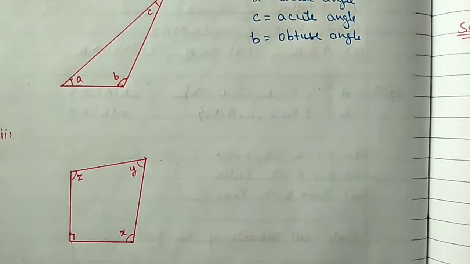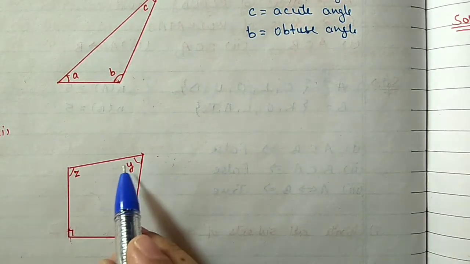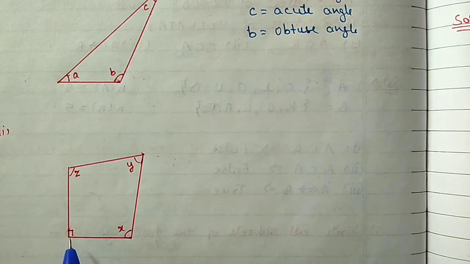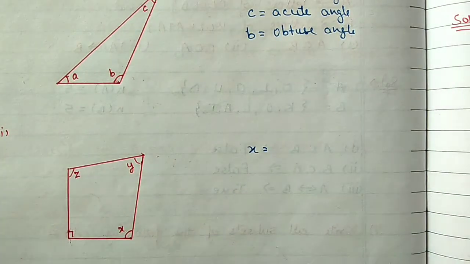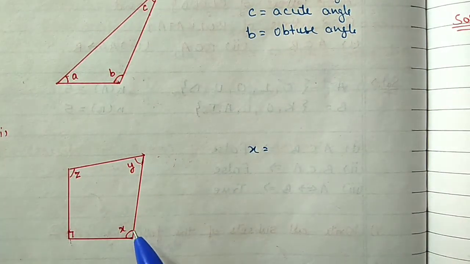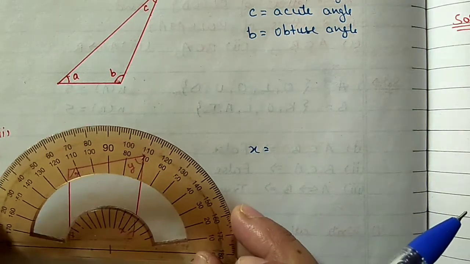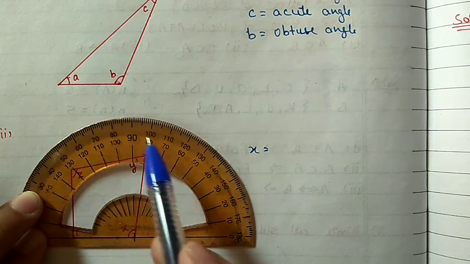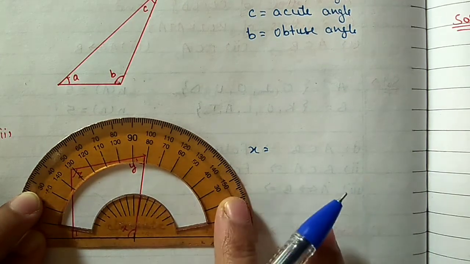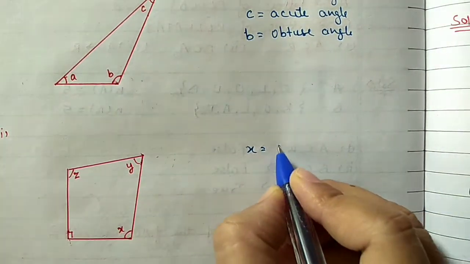Next, second figure, it is given X, Y and Z, and here it is mentioned this box. This box means 90 degree. This is a 90 degree angle. So X, you can see here it is a little bit more than 90 degree, and if you are getting confused, keep your protractor and start measuring, it is coming more than 90 degree. So more than 90 degree means it is an obtuse angle.